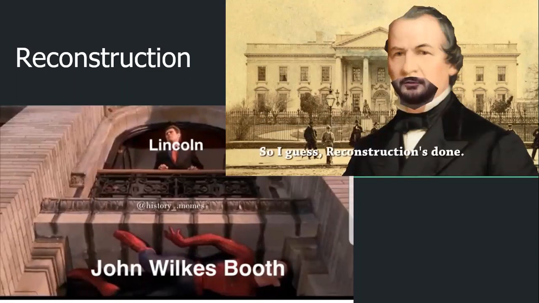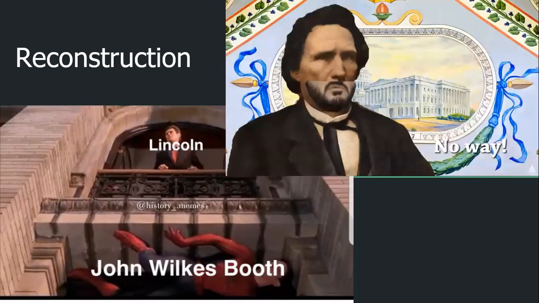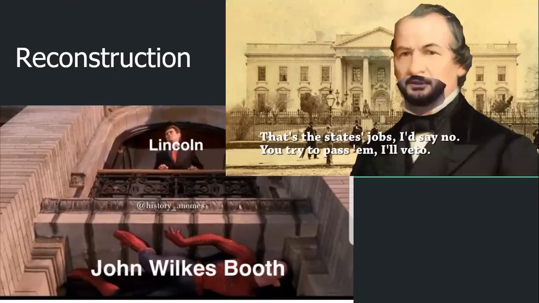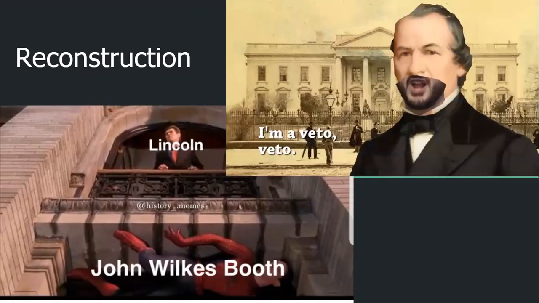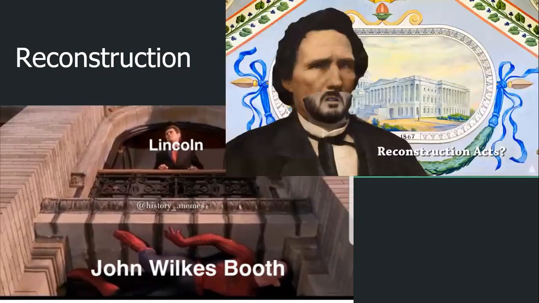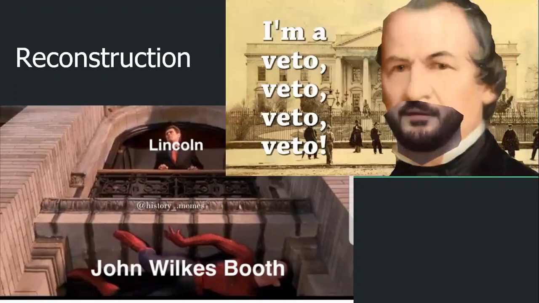So I guess Reconstruction's done. No way! Black coats all around, it's pretty much the same. We have to grant citizenship to former slaves. That's the state's job, and I'd say no. You try to pass them, I'll veto. The Civil Rights Act, I'm a veto. Reconstruction Acts, I'm a veto.